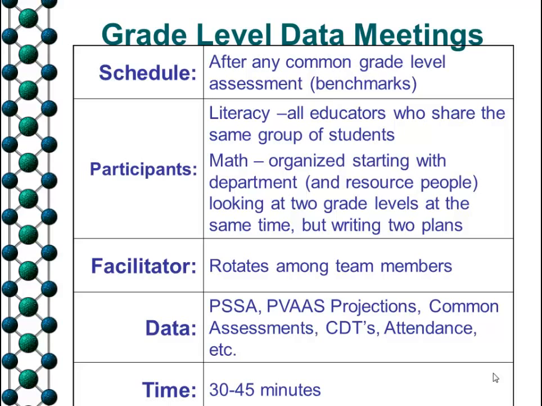The type of data we'll be looking at in a grade level meeting includes PSSA, PVAAS projections, any common assessments among the team, CDT data, the Classroom Diagnostic Tools, perhaps attendance, maybe even failures. We'll go into that in a little more detail when we look at the IDEAL plan. If all the preparation is done ahead of time, then this meeting should take 30 to 45 minutes. Any longer, and we run the risk of getting too entrenched in the problems and not enough in the solutions.